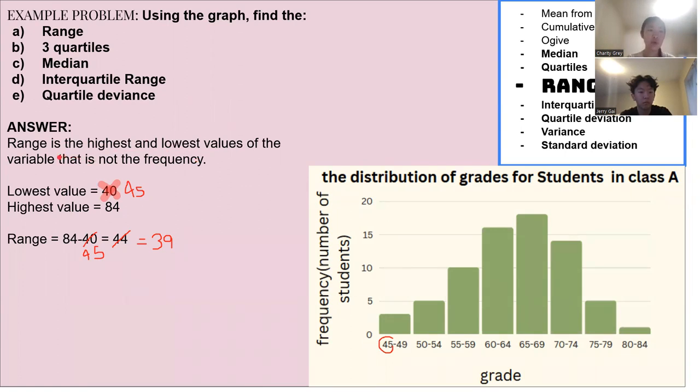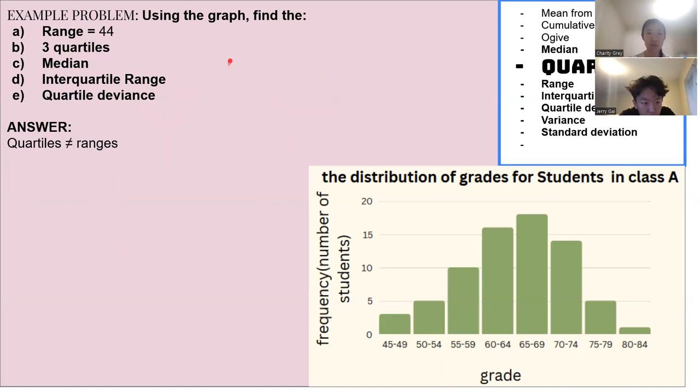The reason why we want the highest and lowest values of a variable that is not the frequency is because technically, for a grade of 1,000, we have 0 people who have that grade. So getting the lowest values of frequencies won't be very useful to us, because no one has a grade of 0 in this graph, and no one has a grade of 1,000 in this graph. So that's not very helpful. But what is helpful is the grade range. We know that the lowest grade is 45 and the highest grade is 84. Excellent.